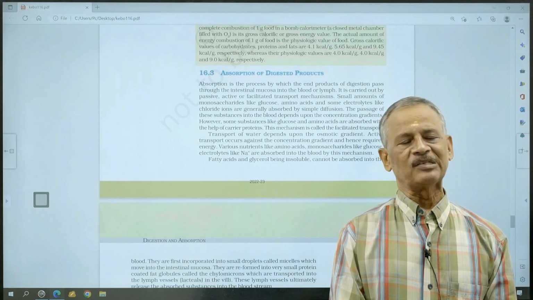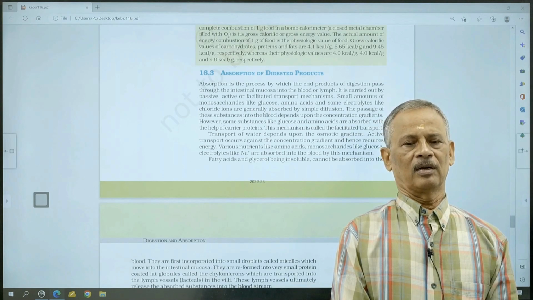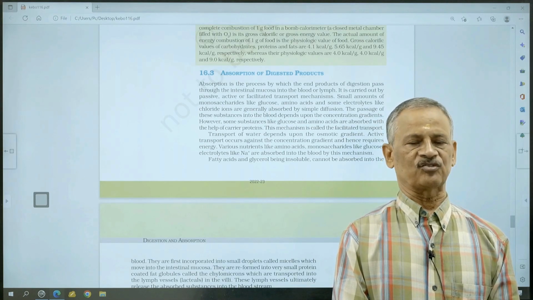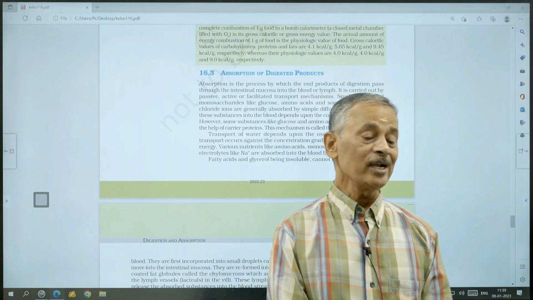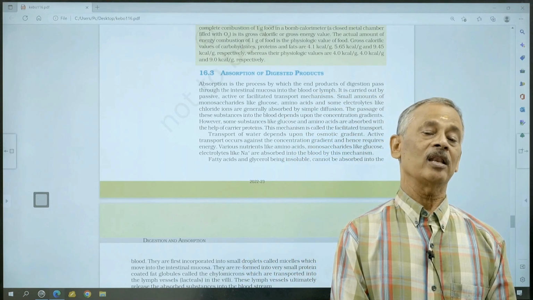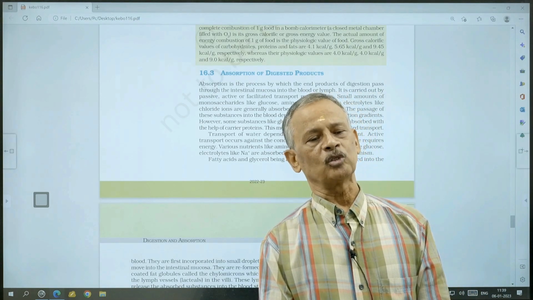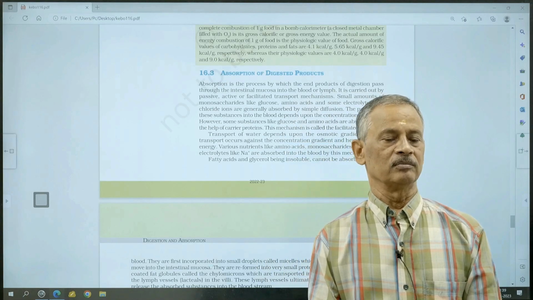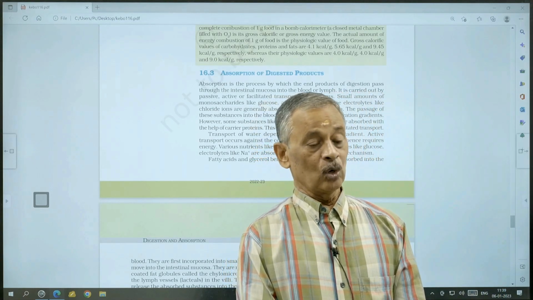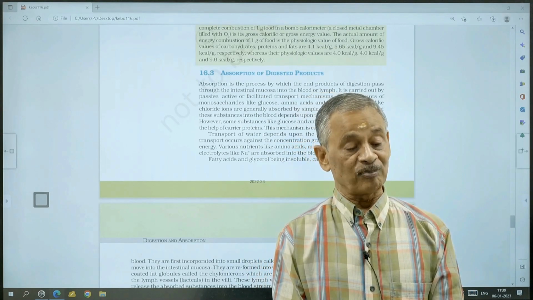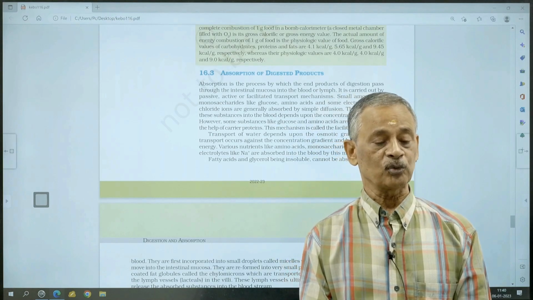Whereas lipid digested products, the fatty acids, are immiscible, hydrophobic, lipophilic. They cannot be absorbed to the blood directly because they are not soluble, not miscible with the water of the blood. So they are first absorbed into the lymph.